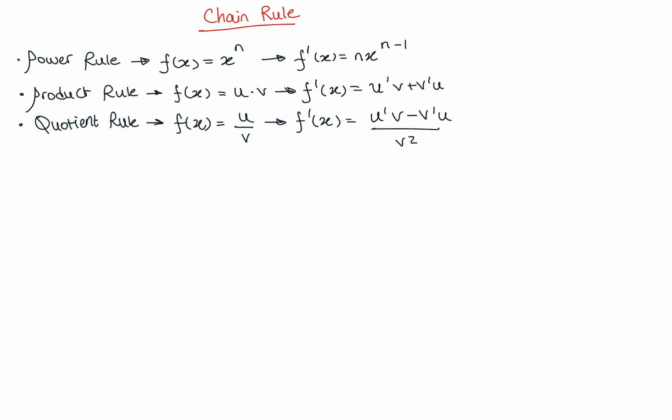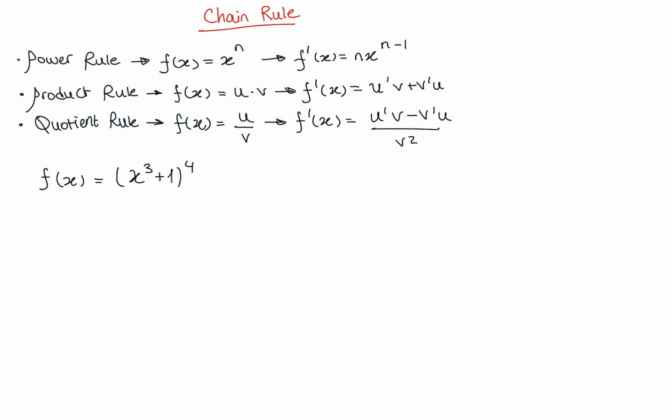Now we will be covering the chain rule. The chain rule is whenever you have a function f of x, let's say (x cubed plus 1) to the power 4. In that case, you cannot use the product rule, neither the power rule nor the quotient rule. That's where you use the chain rule.